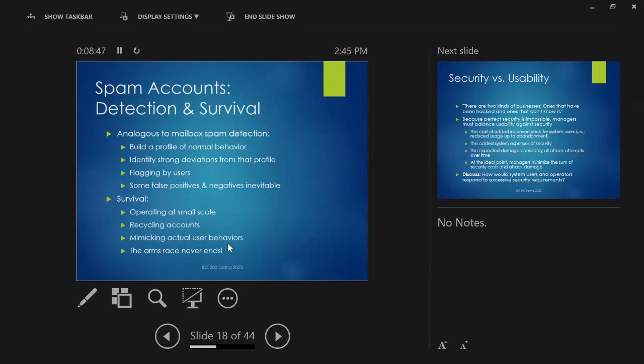But the arms race never ends. So if Facebook tries to put up higher barriers, of course, the bad guys are going to try to do more. Now you've got this ChatGPT application for doing conversations and stuff. I'm sure the bad guys are working out how to effectively use that on social media. So yeah, the arms race continues.